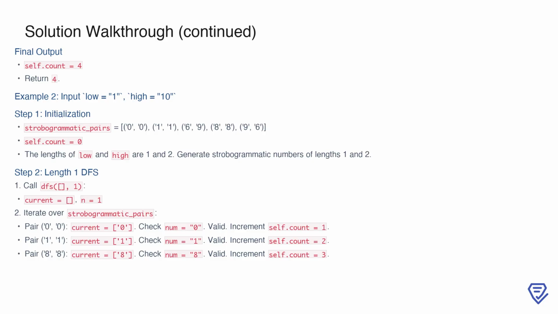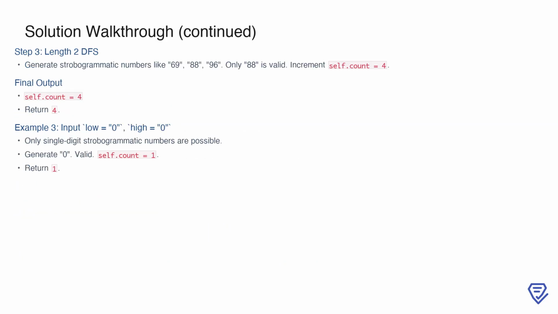Finally, using the pair 8, 8, we generate the number 8, which is valid as well, and we increment the count to 3. Now for the numbers of length 2, we use DFS to generate combinations like 69, 88, and 96. Out of these, only 88 falls within the valid range, so we increment the count to 4. This gives us a final count of 4 valid strobogrammatic numbers for the input low equals 1 and high equals 10.